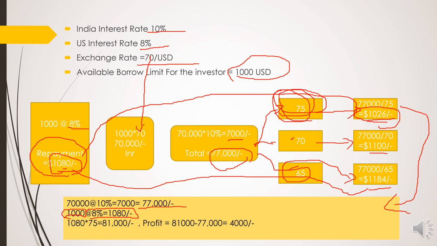Now we need to convert it back to pay off the borrowing. So when we convert this $1,080, we get 81,000. But we only have to pay 77,000, as the principal with accrued interest only comes to 77,000. Thus we can make a profit of 4,000.